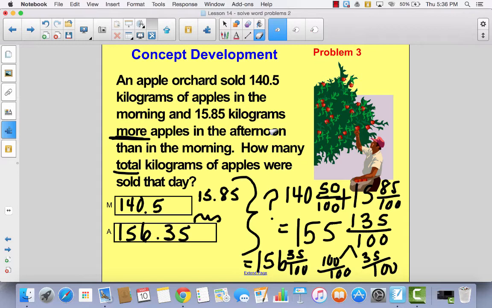All right, so it's asking for a total kilograms of apples that were sold that day. So what would I do with these two numbers to come up with a total? Well, I would have to add them. So I want you to pause the video and try to add these two decimals together and see if we get the same answer. So pause the video and let's come back and compare.